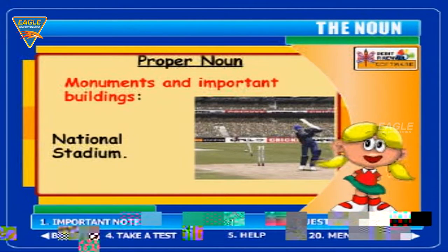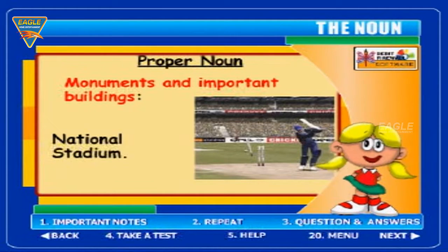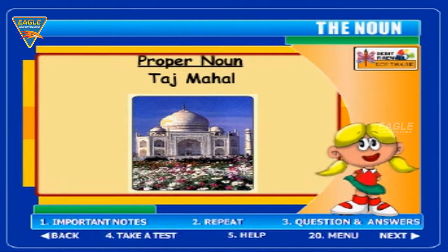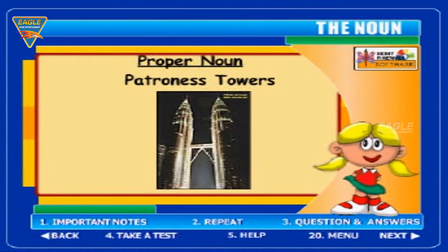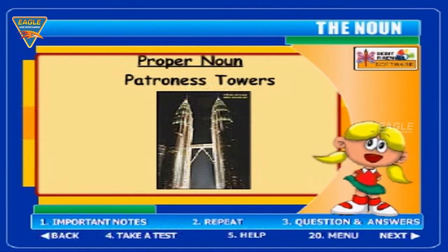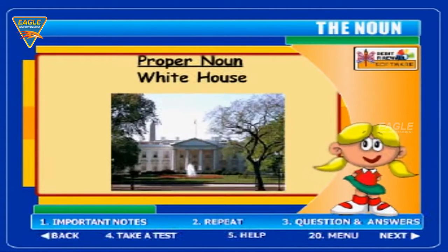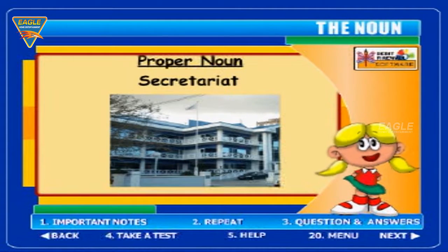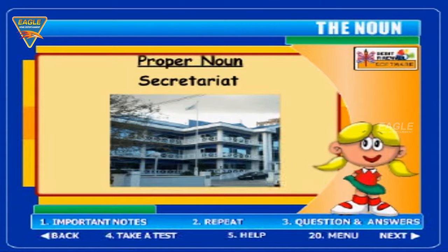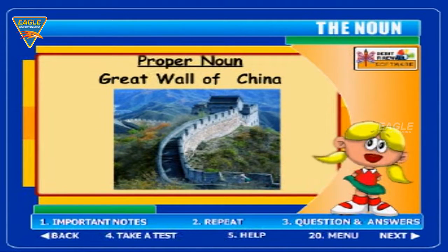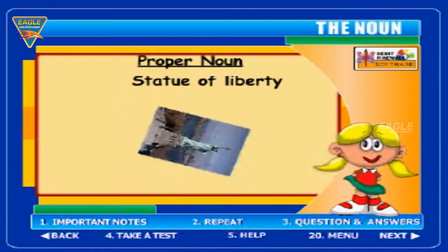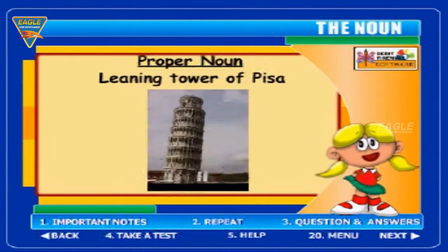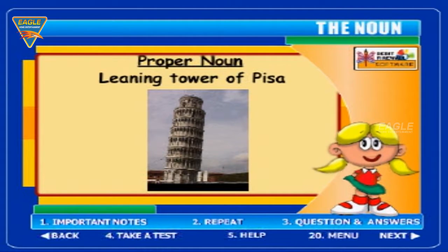Monuments and important buildings: National Stadium, Taj Mahal, Patronus Towers, White House, Secretariat, Great Wall of China, Statue of Liberty, Leaning Tower of Pisa.